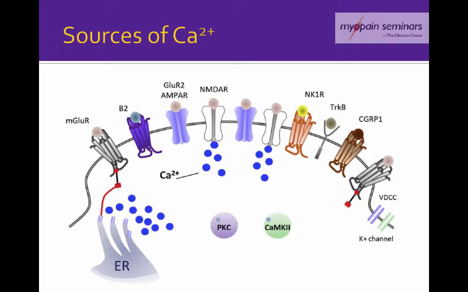So after nociceptive input, activation of the NMDA receptor and the metabotropic glutamate receptor results in a rapid increase of calcium that activates protein kinase C and the calmodulin-dependent protein kinase 2, which are two major factors of central sensitization.